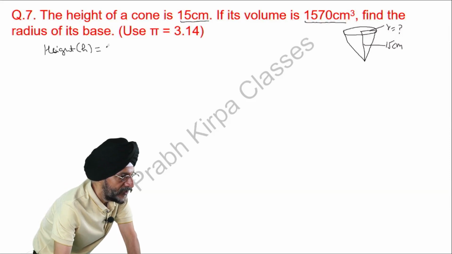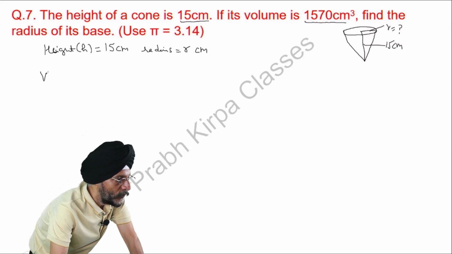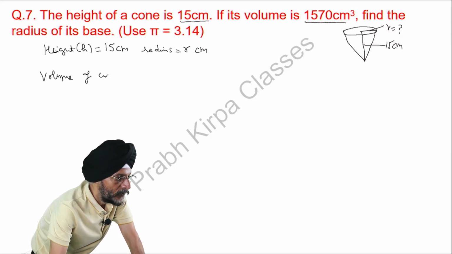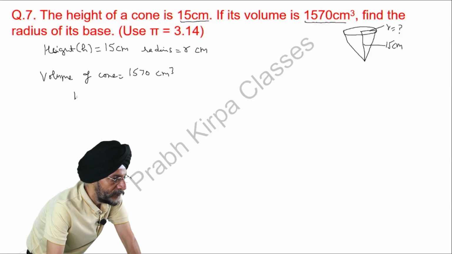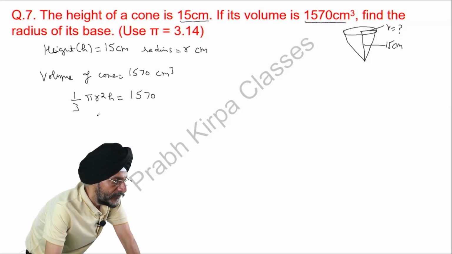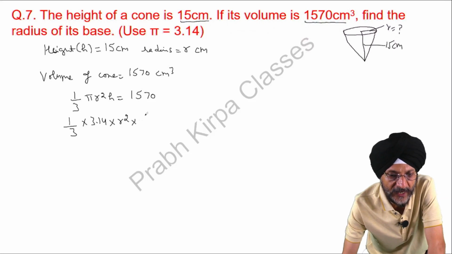So height h is equal to 15 centimeter. Radius is equal to r centimeter. So what is the volume of the cone? Volume of cone is equal to 1570 cubic centimeter. Now what is the formula for calculation of volume of the cone? It is 1 over 3 pi r square h is equal to 1570. We will fill in the relevant values. The value of pi has been given as 3.14. What is the value of r? It is not given. What is the value of h? It is 15.